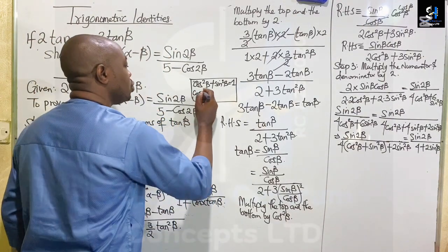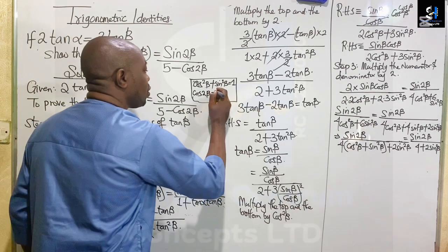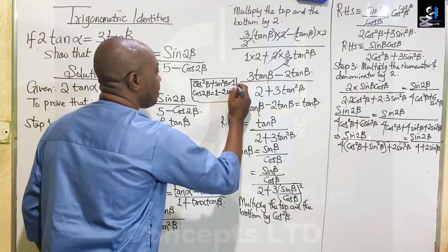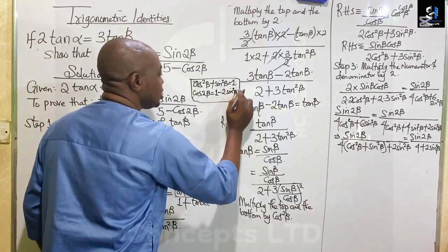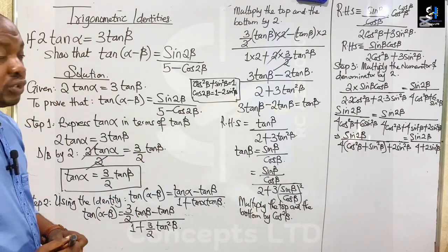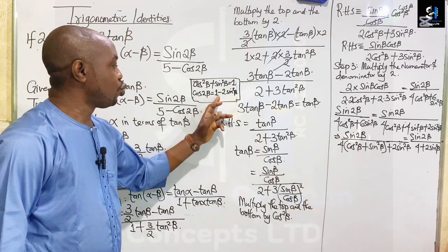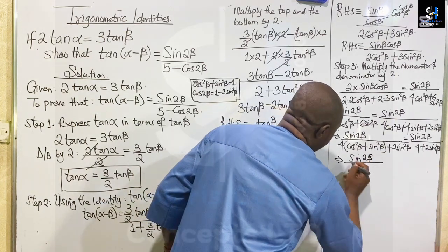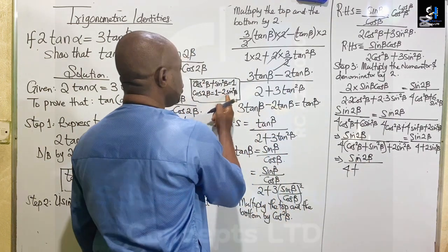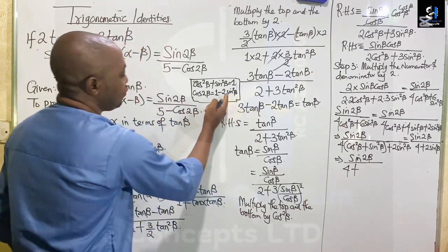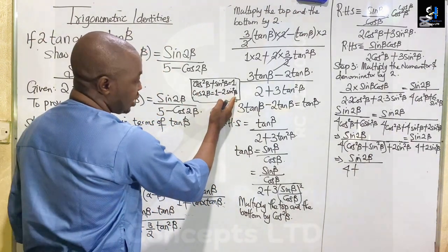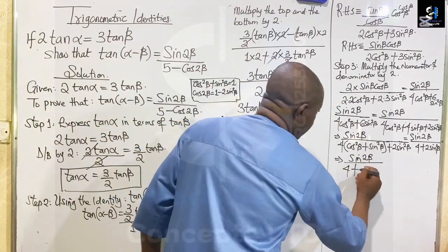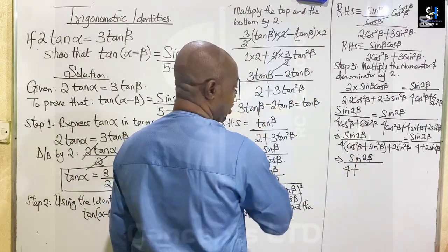Cos 2 beta is equal to 1 minus 2 sine squared beta. That's the double angle identity for cosine. So we have sine 2 beta over 4 plus 2 sine squared beta. Now if we bring this to the left hand side and move this to the right hand side, this becomes cos 2 beta.